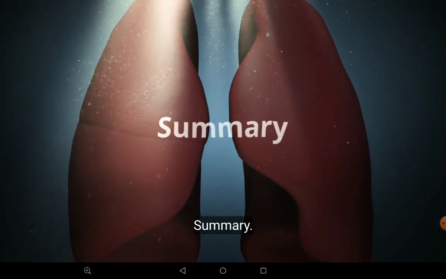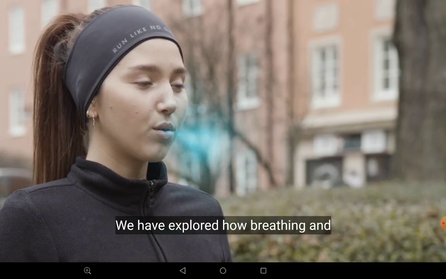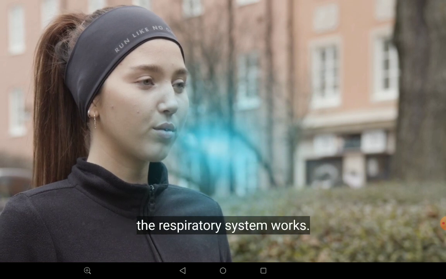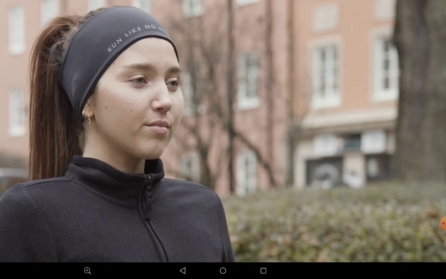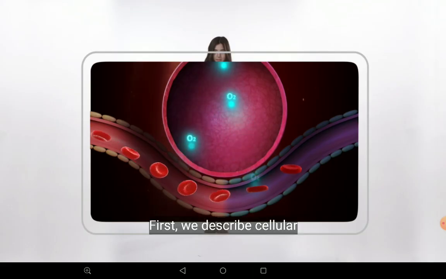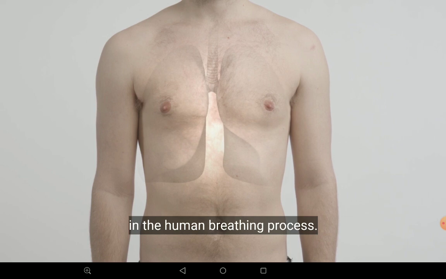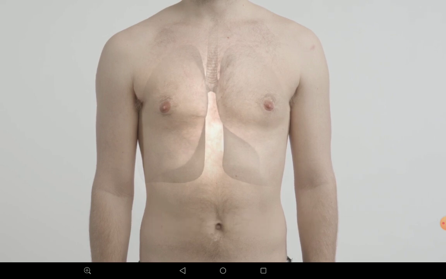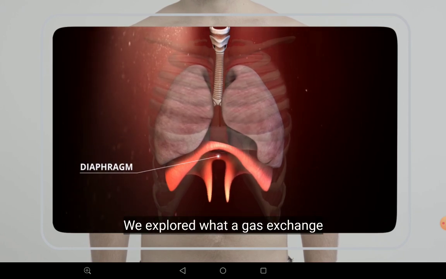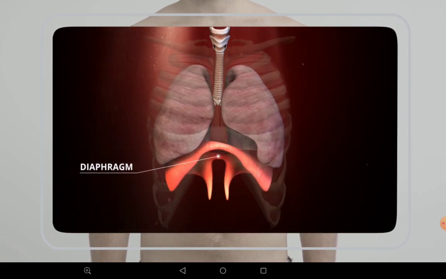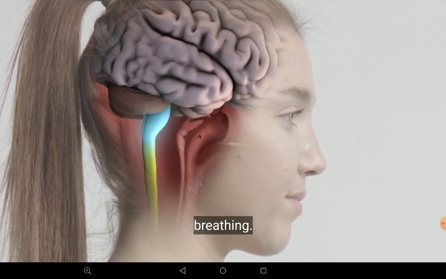Summary. We have explored how breathing and the respiratory system work. First, we described cellular breathing and the organs involved in the human breathing process. We explored what gas exchange is. Then we showed how the body controls breathing.